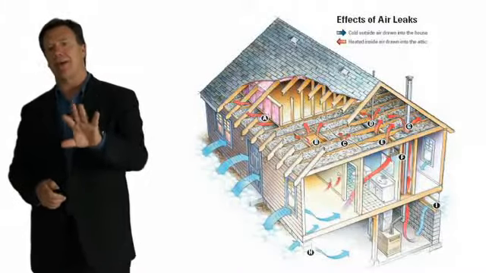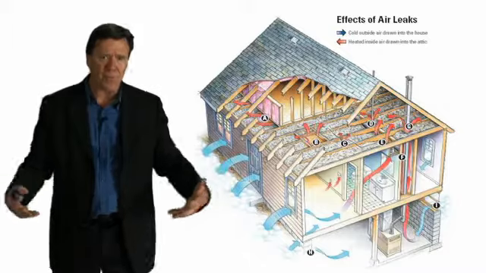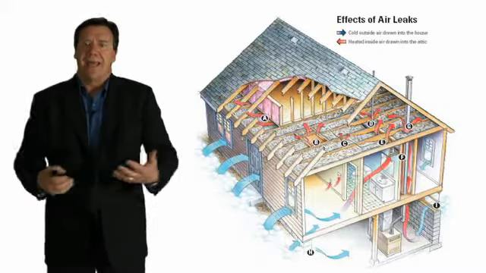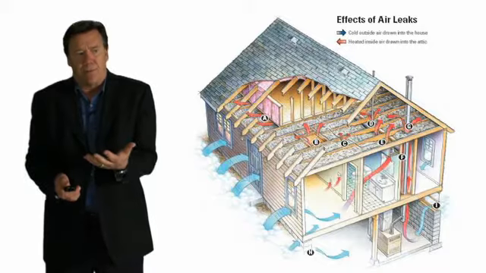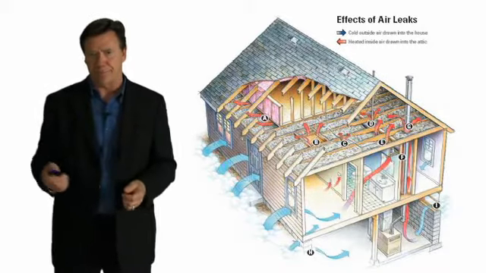So when I look at the effects of air infiltration, air tends to infiltrate into the lower parts of the structure and exfiltrate out through the upper parts. That's because warm air rises, because it's more buoyant than cold air.